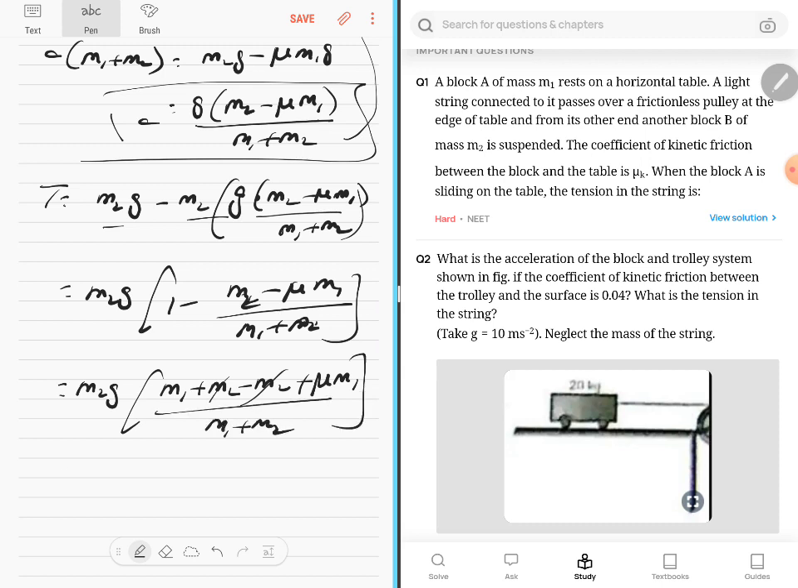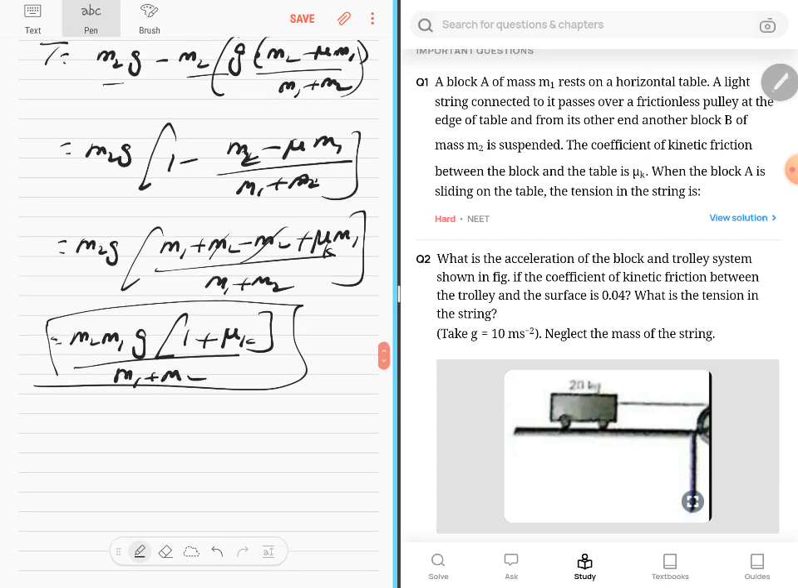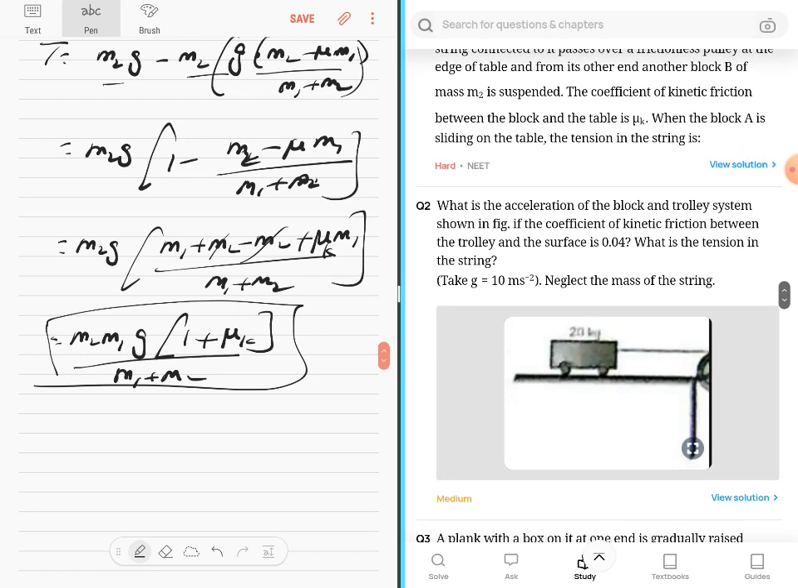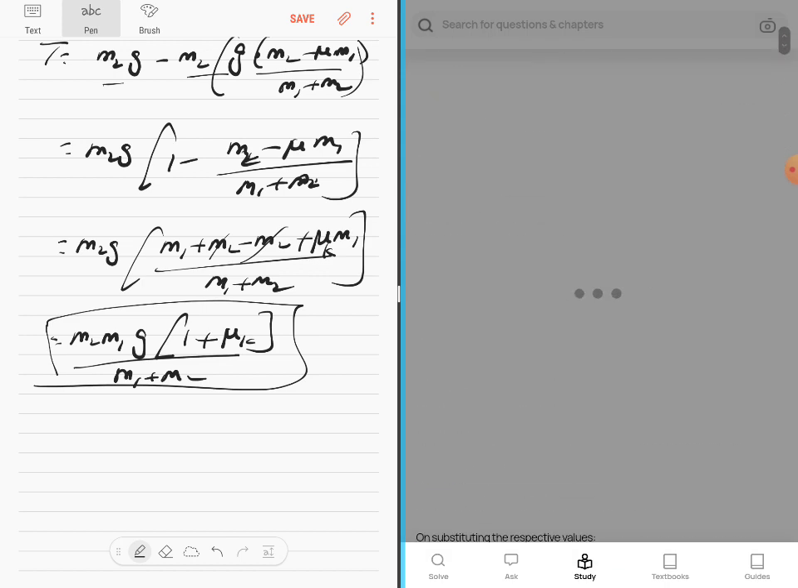And so then from here, if you see, m1 also can be taken out common, m1 m2 into g into (1 plus mu k) by (m1 plus m2), and that gives you the tension as the final formula. You can memorize this formula and you can substitute in the questions. If similar questions have been given, you don't have to really resolve. You can just multiply m1 m2 into g into (1 plus mu k) by (m1 plus m2). So let's go to the next question.